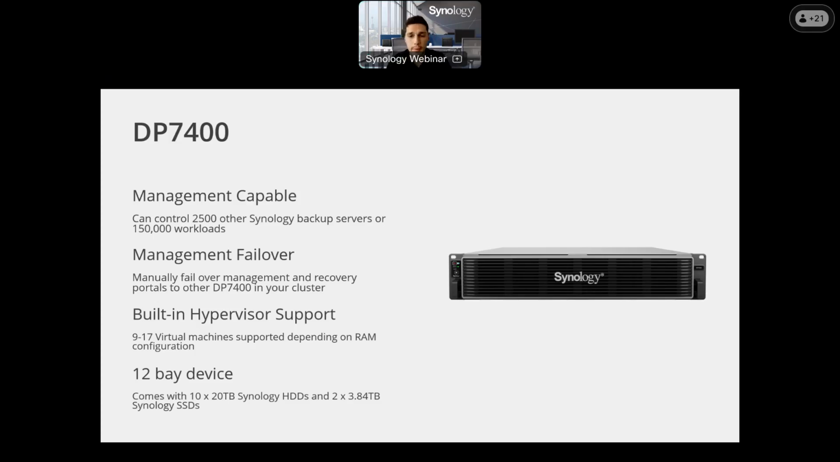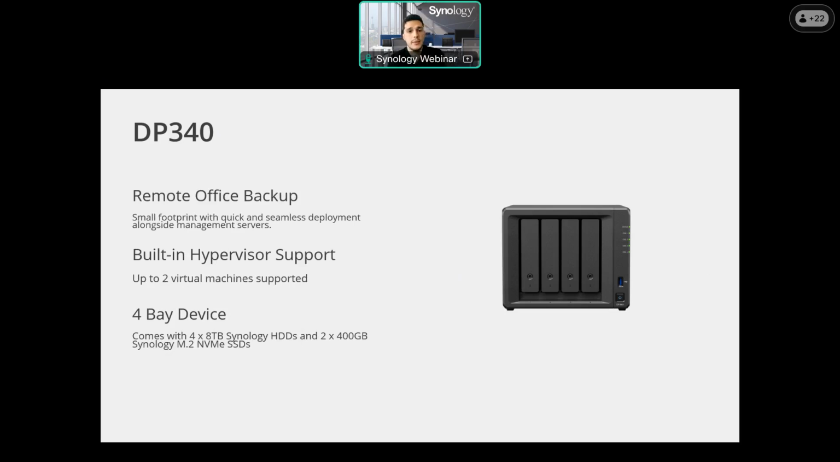Now, this is a 12-bay device. It comes with 10 pieces of 20 terabyte Synology hard drives, as well as two 3.84 terabyte Synology SSDs. The DP340 is an ideal device for remote offsite backups, office backups, designed as a compact 4-bay desktop unit. It works alongside a central DP7400, which acts as the management server across all sites. The DP340 small footprint allows for quick and seamless deployment at branch locations.